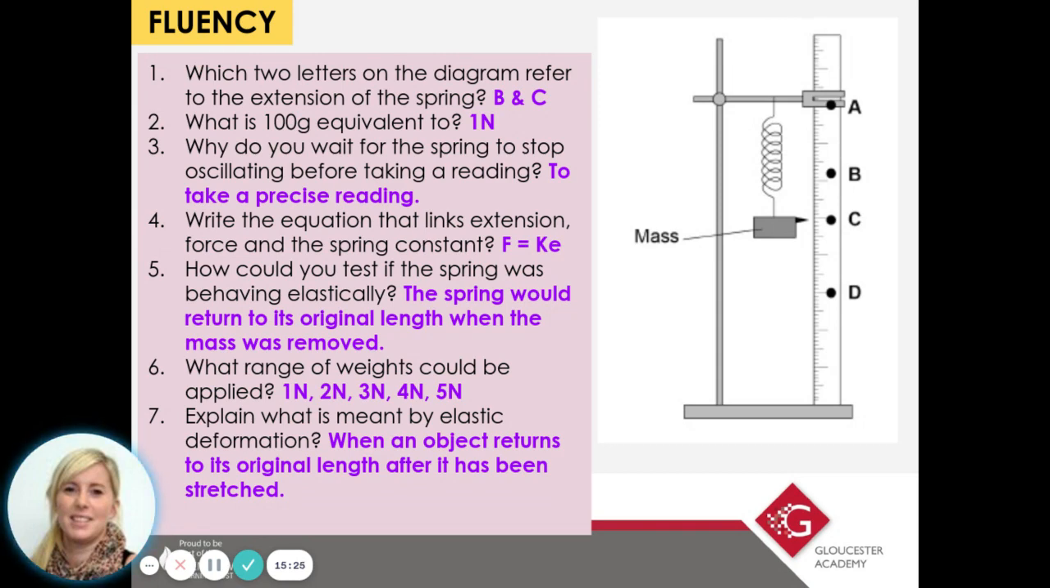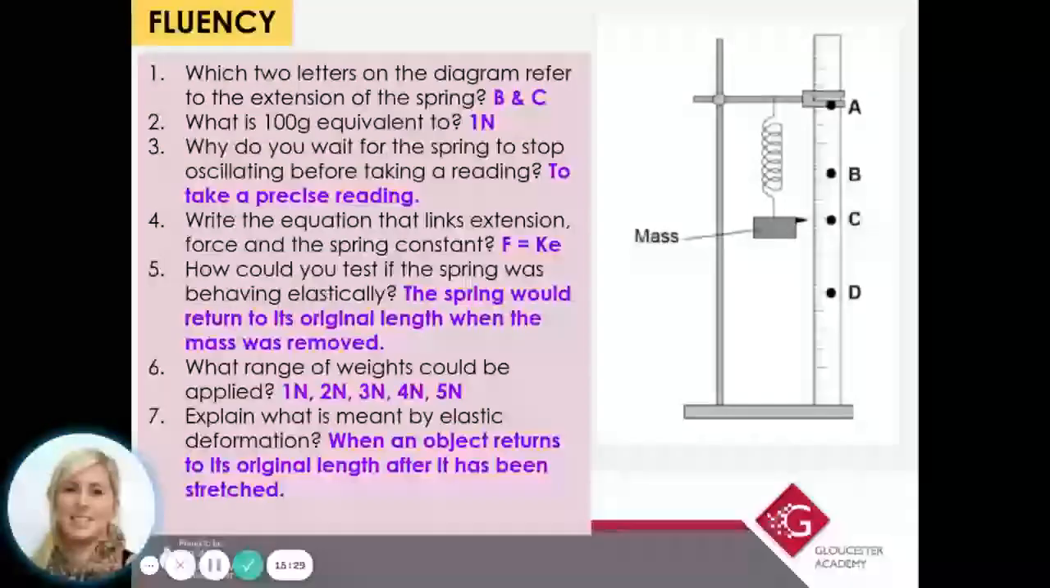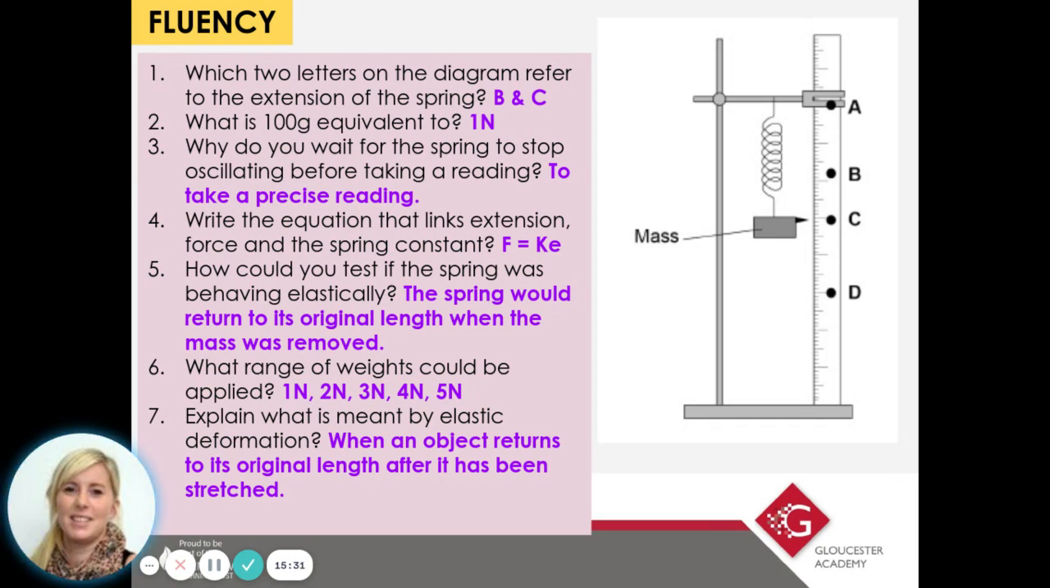Right, number 2, what is 100 grams equivalent to? So it was on the screen earlier. It's 1 Newton. Number 3, why do you wait for the spring to stop oscillating? That word means bouncing, before taking a reading. So it's to take a precise reading. You don't want the spring to be moving when you're trying to take that reading.